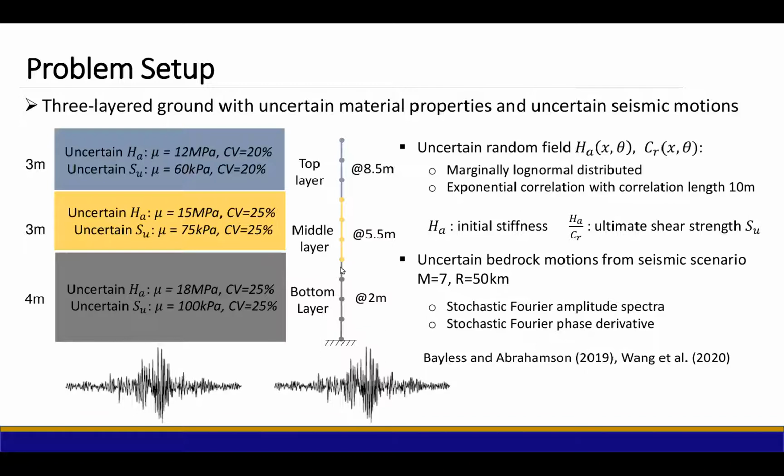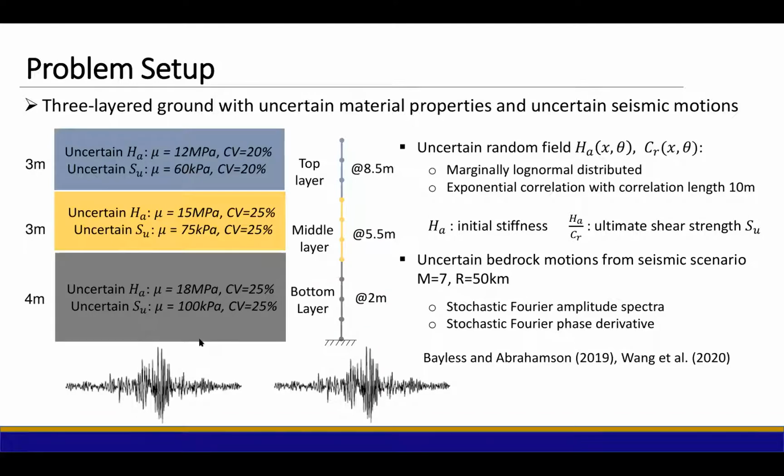We're going to discretize this soil site with 10 elements, and model the site response using the 1D stochastic shear beam element. And as I mentioned before, we're going to consider both of these random variables, the HA and the CR, as marginally log-normal distributed random variables. Then we're going to assign the correlation structure to be exponential correlation with correlation length of 10 meters.